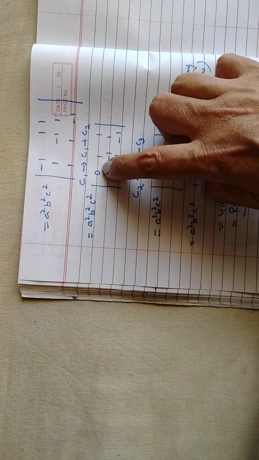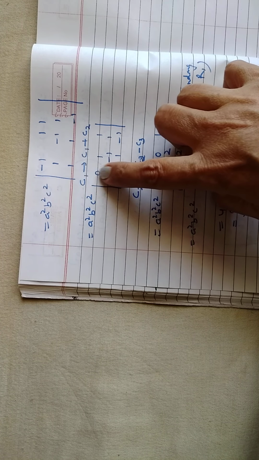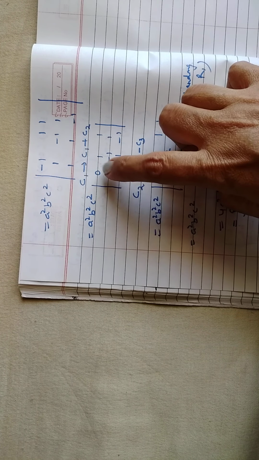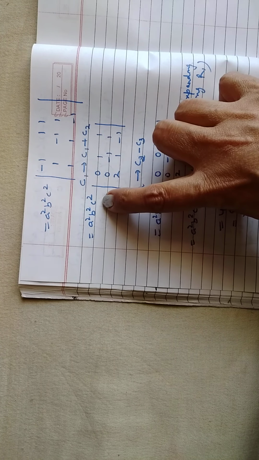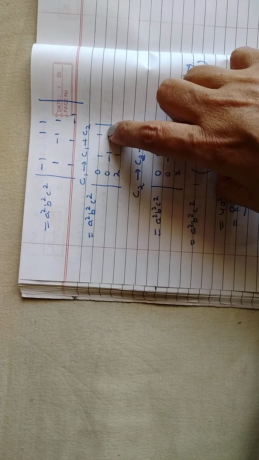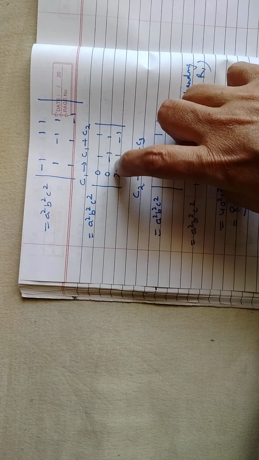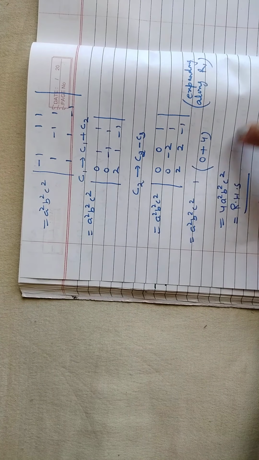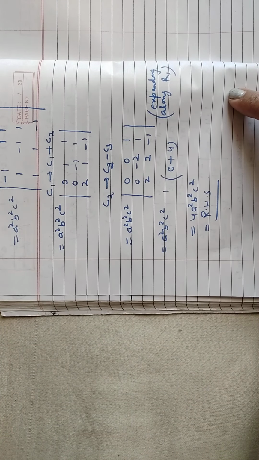Or here also you may expand it along first column. Even then you will get 2 outside, so it will be 1 plus 1, 2. So again it will be what? 2 times, 4a square b square c square.